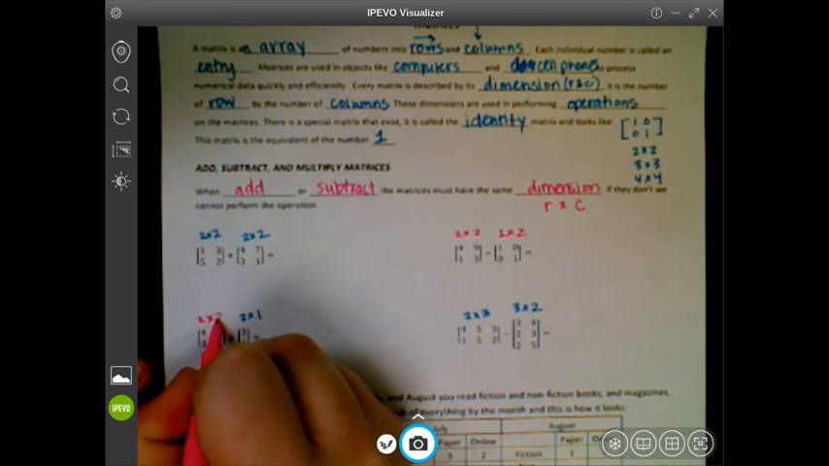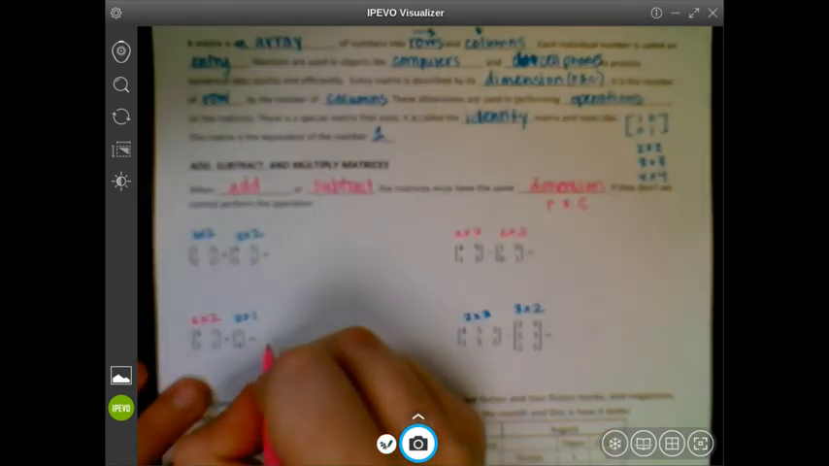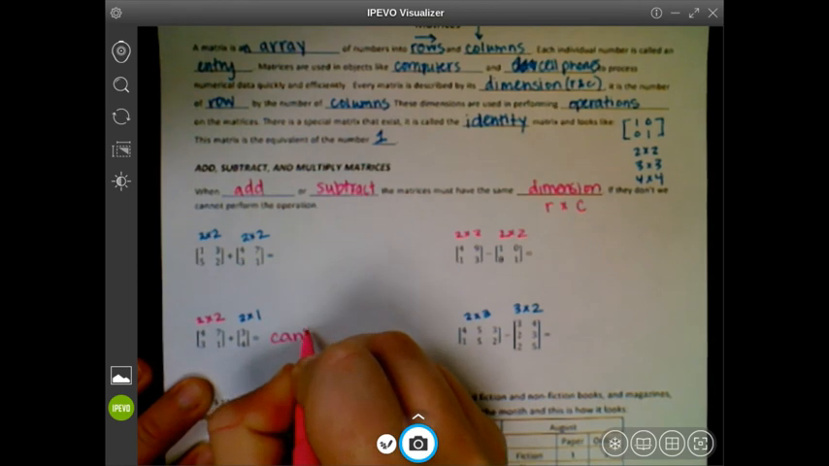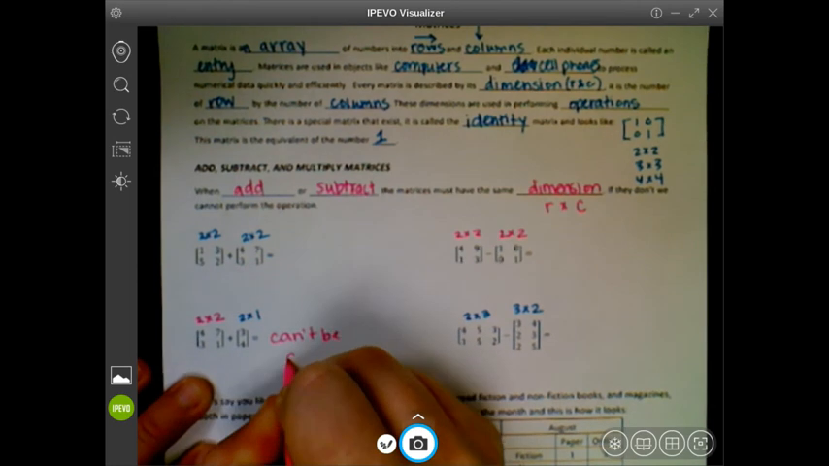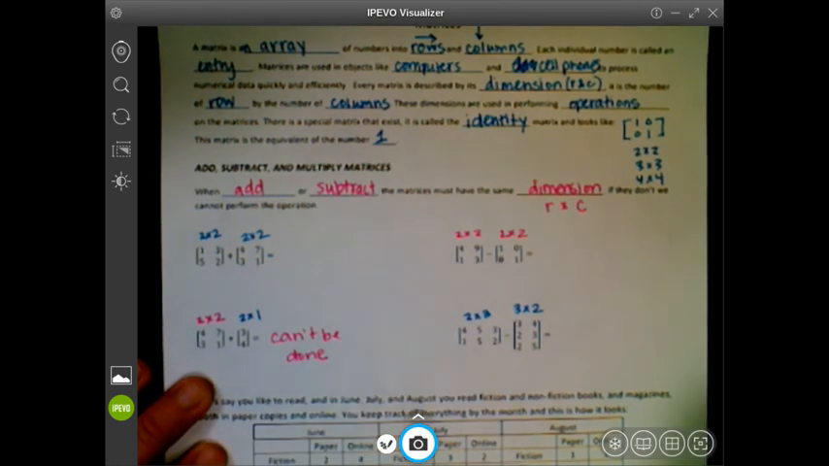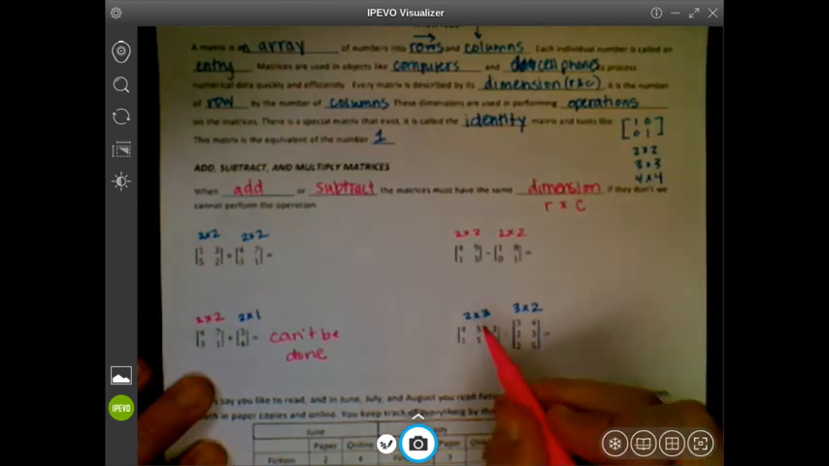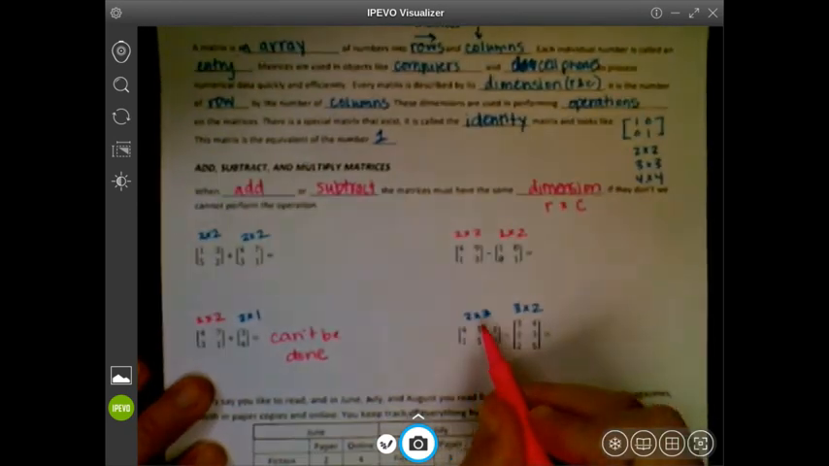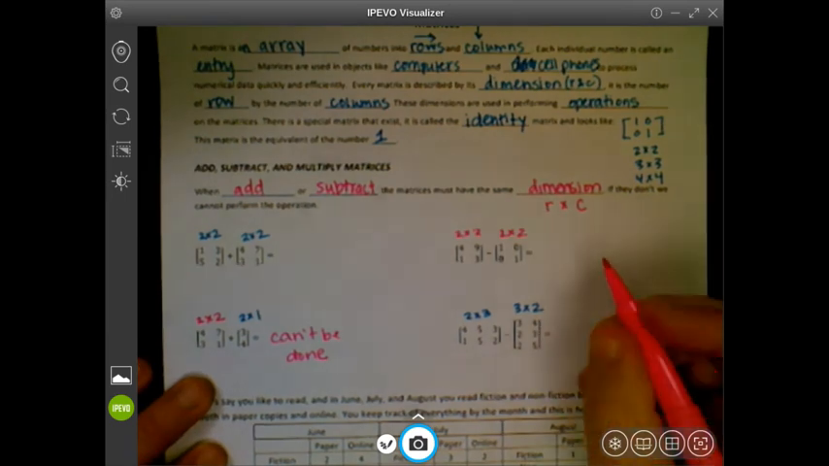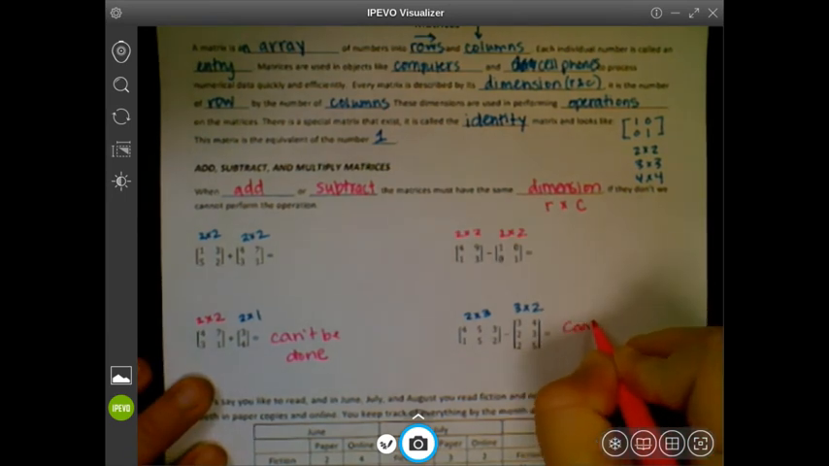You have a 2 by 2 and a 2 by 1, so this one can't be done. It is not possible to add those matrices together. Same thing here. These matrices are not the same dimensions. It's a 2 by 3 and a 3 by 2, but this one's reversed. So once again, this cannot be done.